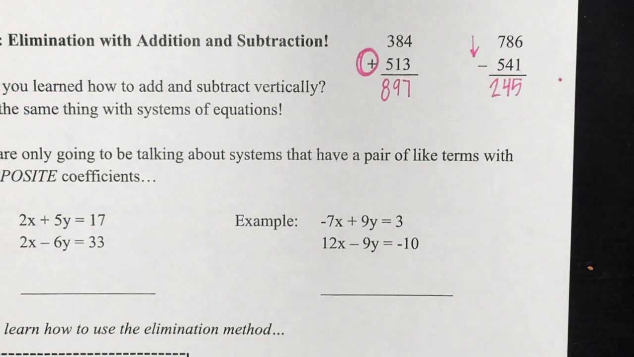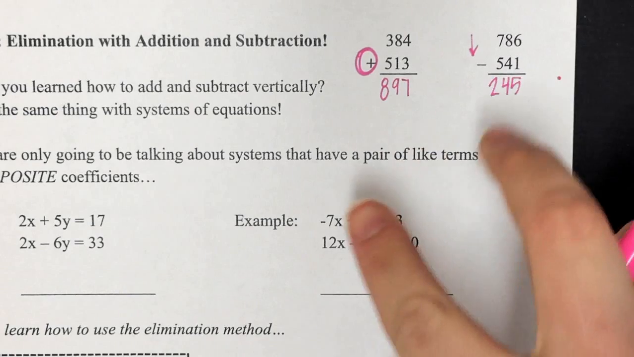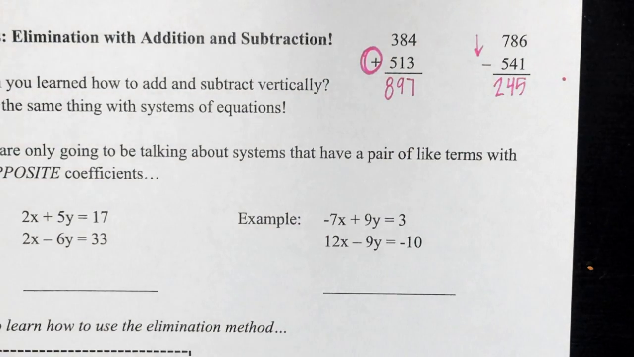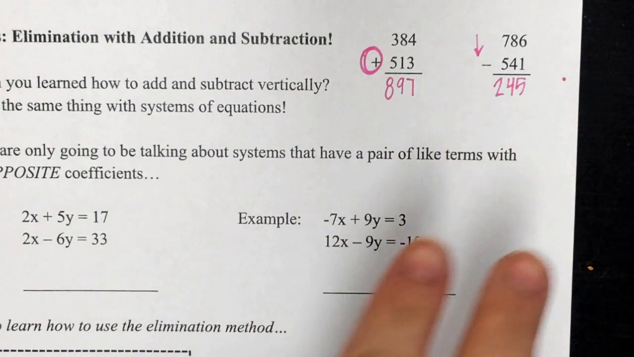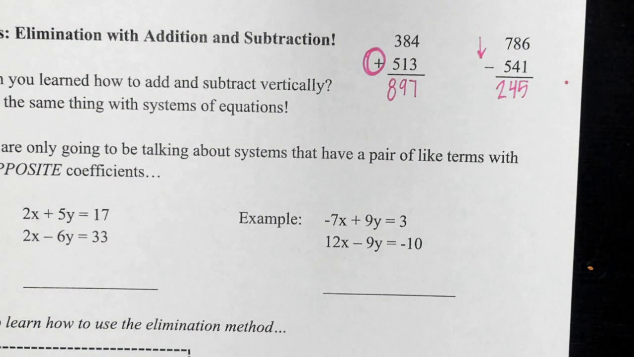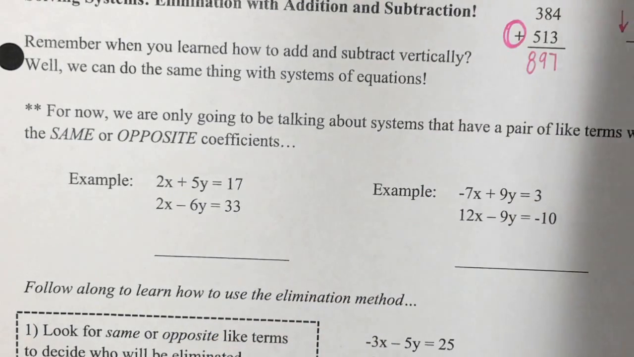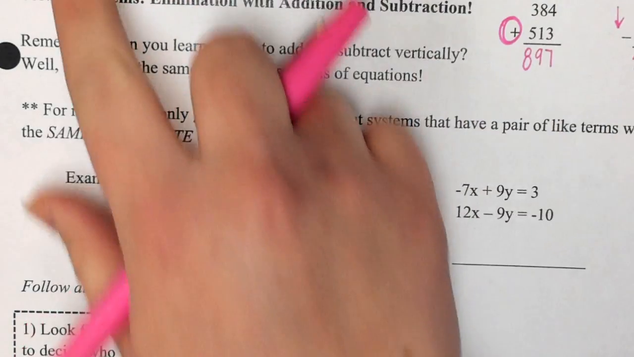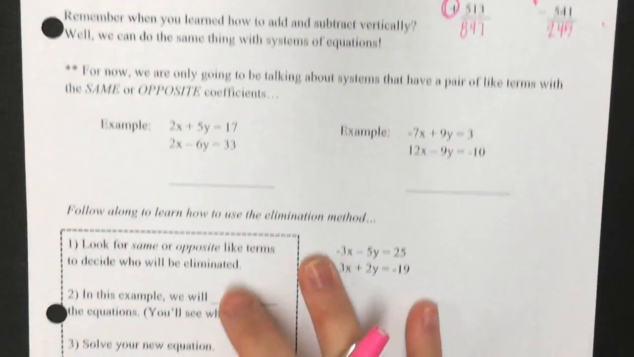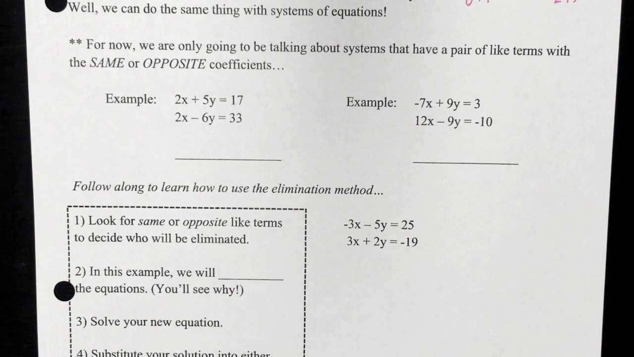So you just solved these two problems that you learned in intermediate school. Just like you learned how to do this, we are going to use the same concept to solve by elimination. Riley, please read where it's starred. For now, we are only going to be talking about systems that have a pair of like terms with the same or opposite coefficient.